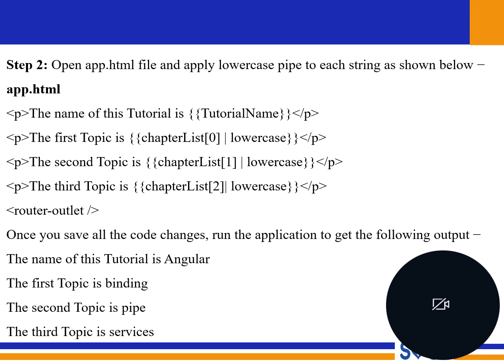Once you save all the code changes, you have to run the application. So finally you got the output as lowercase pipe. This is the output. Finally, all the output comes in lowercase.